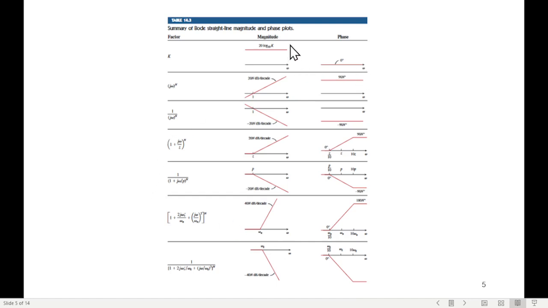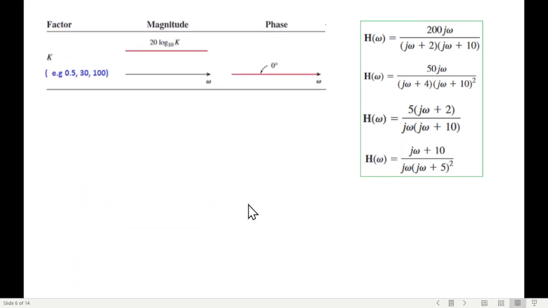Now in the book, there is a summary table given, and many students try to skip this or have difficulty understanding. But this is very important. If you understand this, then you will have no problem in solving any of the Bode questions. So let me just go through this. Again, these values we'll use as a reference.